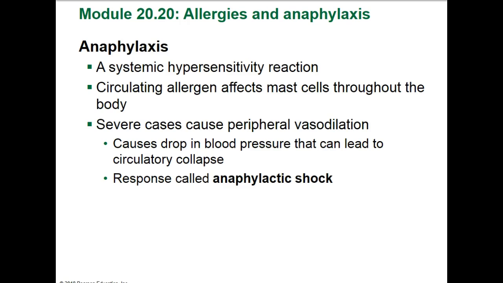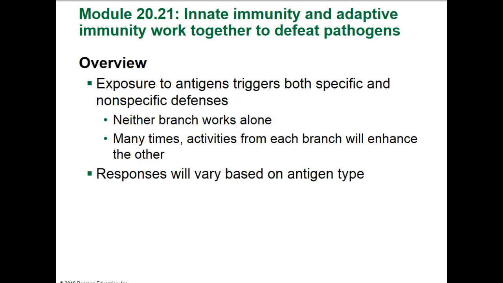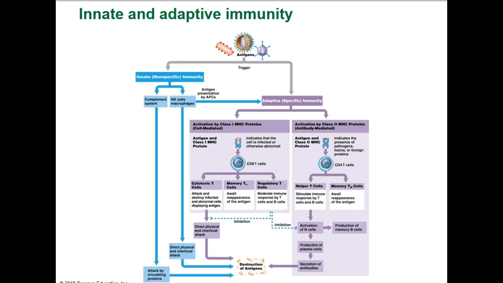In anaphylaxis, this is systemic. The mast cells react. In severe cases, you have peripheral vasodilation. This causes a drop in blood pressure, circulatory collapse, anaphylactic shock. So any exposure to antigens can trigger specific and non-specific defenses. Neither branch really does work alone. A lot of times those activities from each of the branches help the other, enhance them. And responses will vary based on the antigen type. This shows all of those connections.